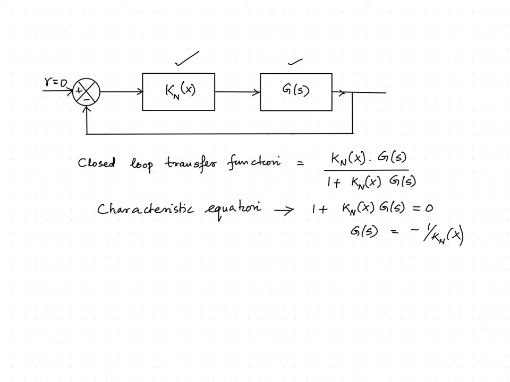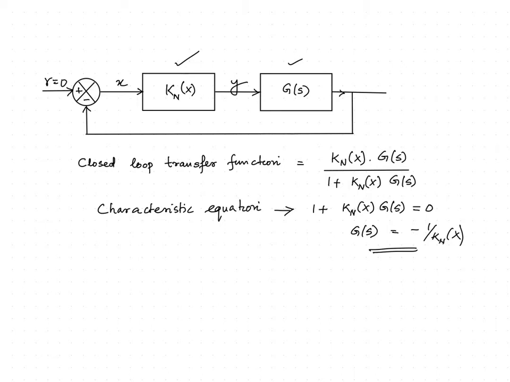Thus, Kn(X) can be combined along with G(s) and a transfer function can be obtained. In this case, the closed loop transfer function is given by Kn(X)G(s) divided by 1 + Kn(X)G(s). As mentioned in the previous case, the characteristic equation is 1 + Kn(X)G(s) equal to 0. This gives you G(s) as minus 1/Kn(X).